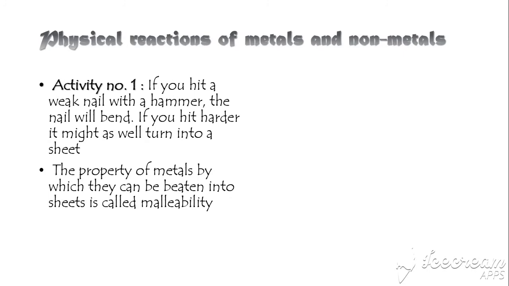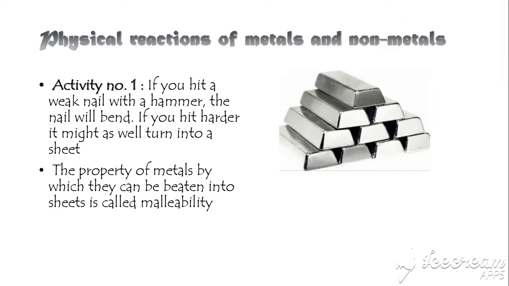Activity number 1. If you hit a weak nail with a hammer, the nail will bend. If you hit a bit harder, it might as well turn into a sheet. The property of metals by which they can be beaten into sheets is called malleability. The softest metal which can be used for this purpose is gold. You can see a gold sheet over here.